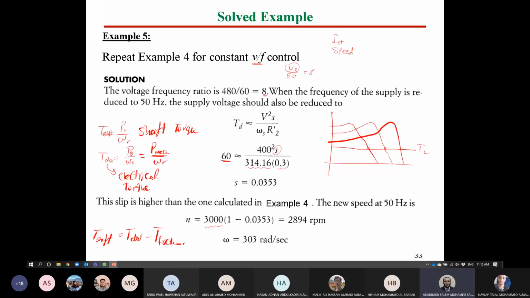Again, guys, we calculated the motor speed. Now we need to calculate the starting torque. How can we calculate starting torque? Simply, starting torque means S equals unity. We just apply the voltage and frequency of the new case, which is 50 Hertz, 400 line-to-line volt.